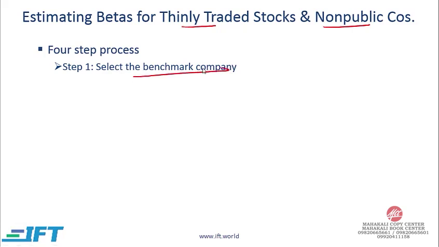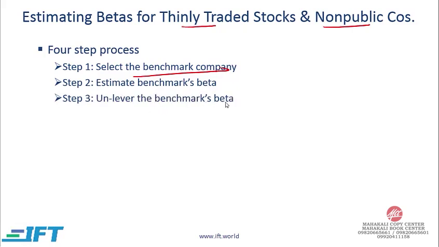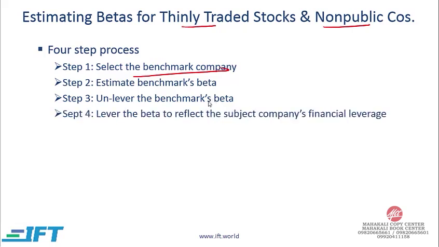First, you select a benchmark company or a group of comparables. Then you estimate the benchmark's beta. Then unlever the benchmark's beta. So clearly the benchmark might have some debt, so you look at what the beta for the comparable would be without debt. This at level 1 was called the asset beta or the project beta. Then you lever the beta to reflect the subject company's financial leverage. So the two big questions are, how do you unlever and then how do you lever?